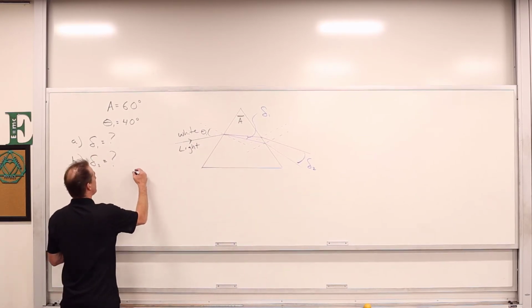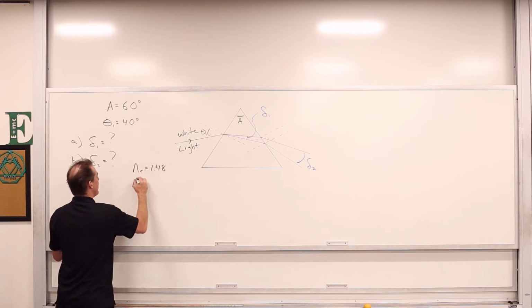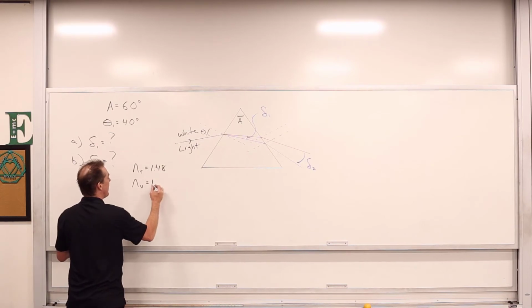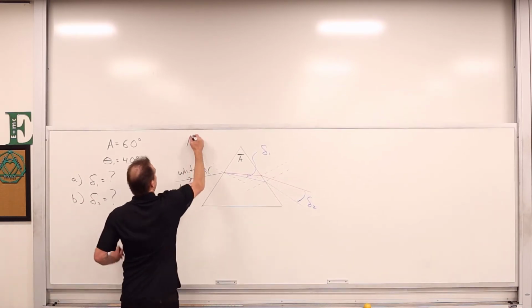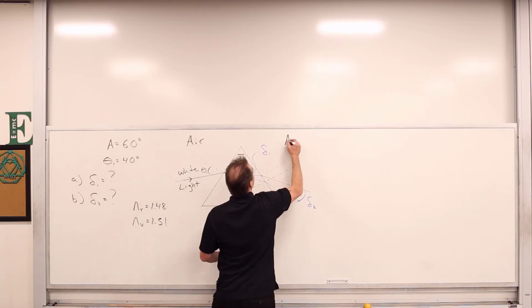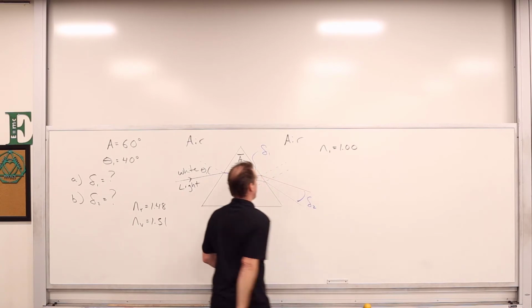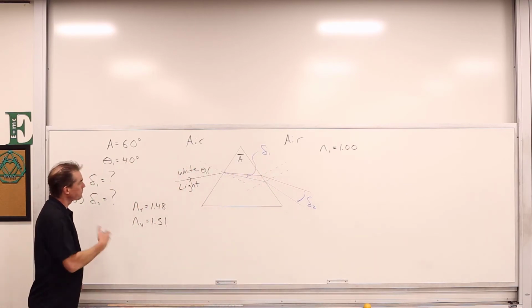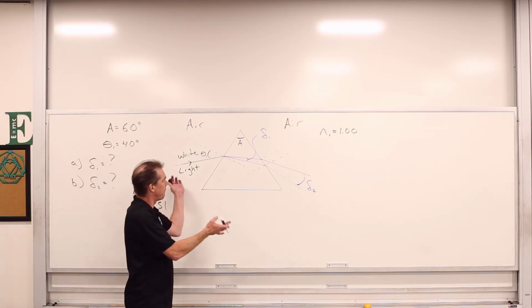Let's just go ahead and say that the index of refraction for the red end is 1.48, and the index of refraction for the violet end is 1.51 inside the prism. And we'll say that outside we are in air, N1 is equal to 1.00. So, this is what we've got going on. We just go ahead and start figuring things out step by step.